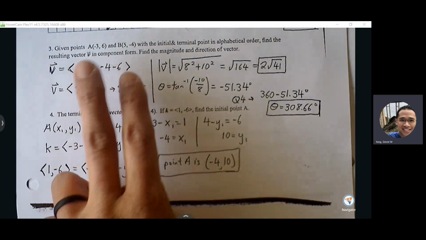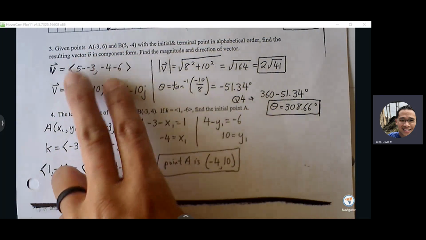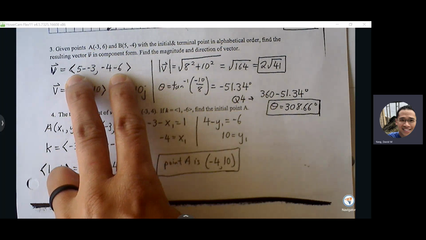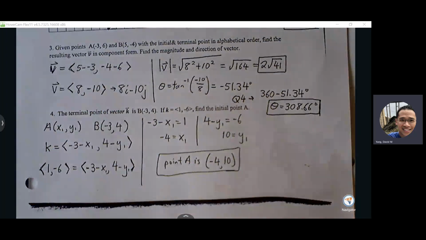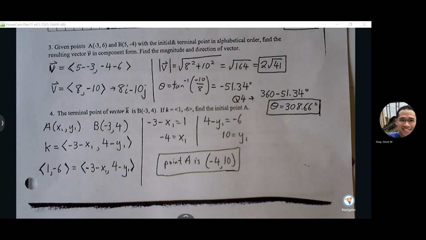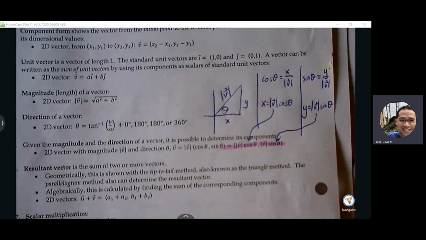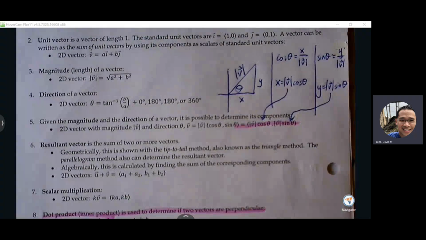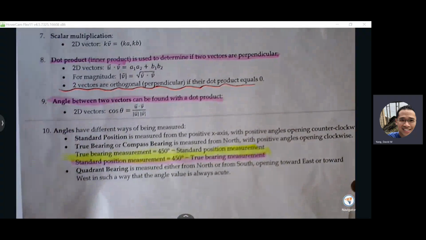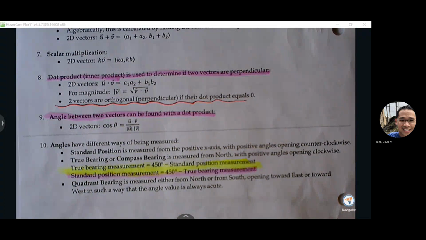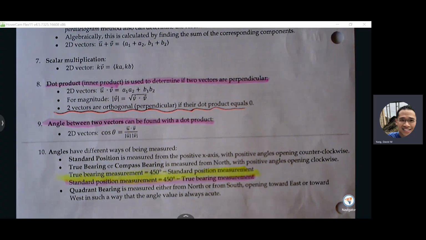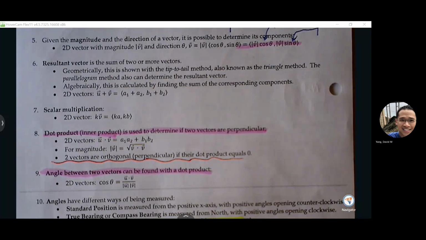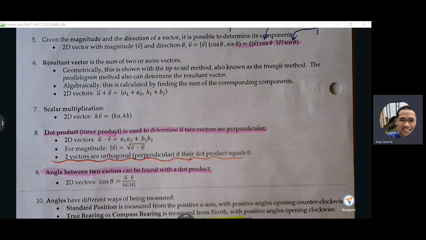And remember, if I give you two ordered pairs, there is a formula to create that vector in component form, right? It's x2 minus x1 and then y2 minus y1. So I think it's a good idea to look through your summary sheet and make sure you're comfortable with each of those topics. Again, true bearing is not going to be on the quiz. So everything up to number 9. And then I will give you the angle formula between two vectors.